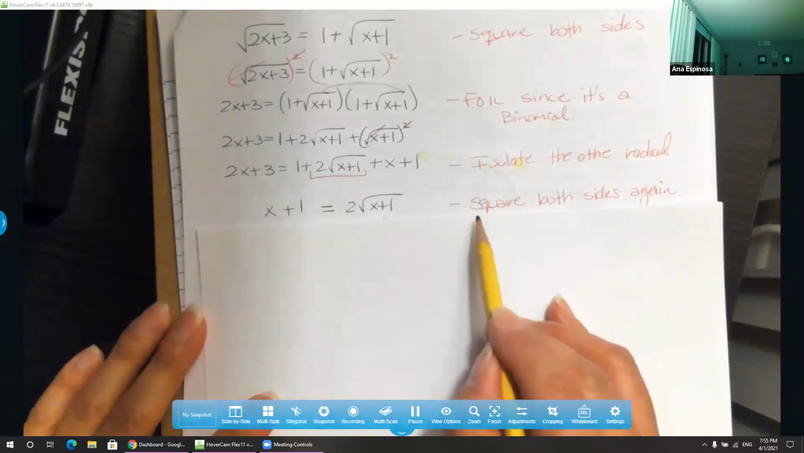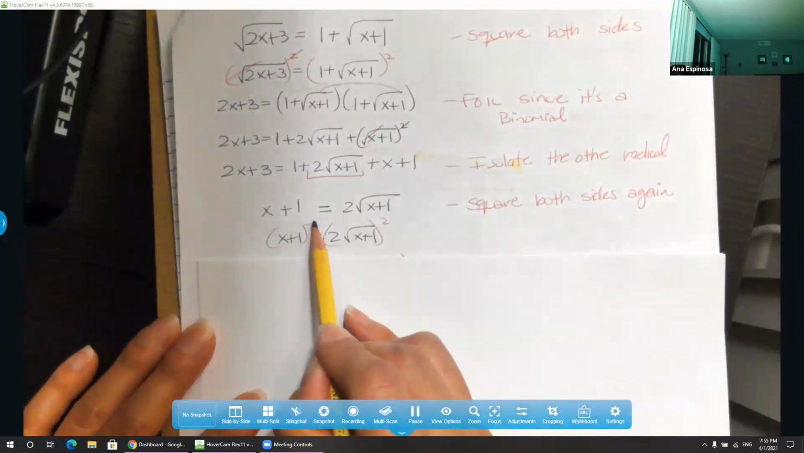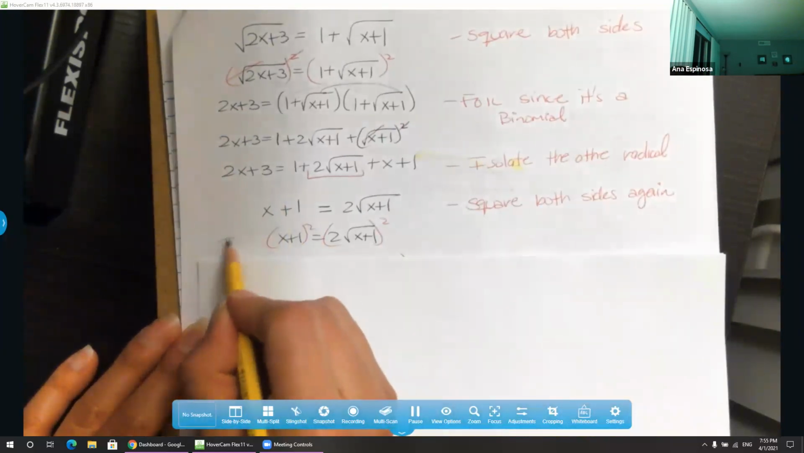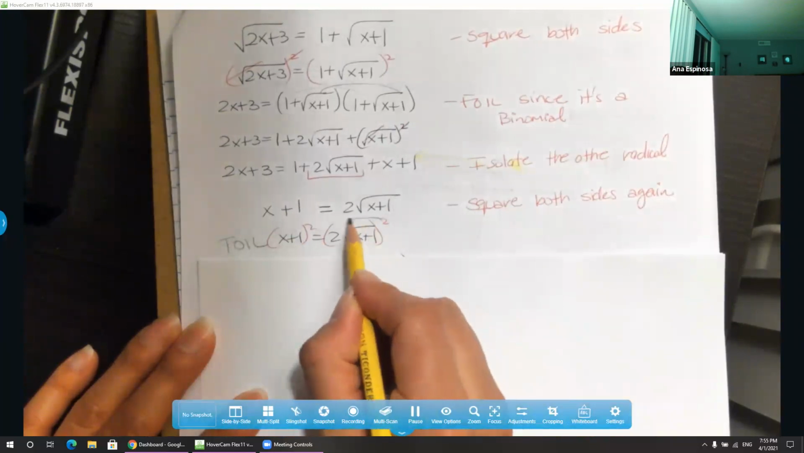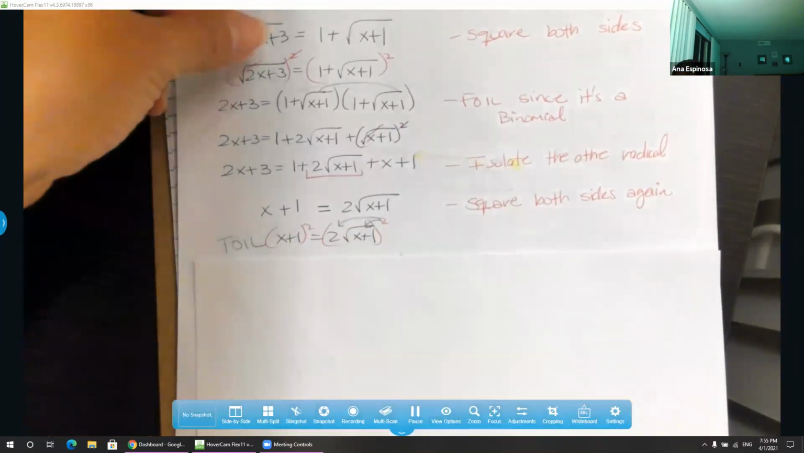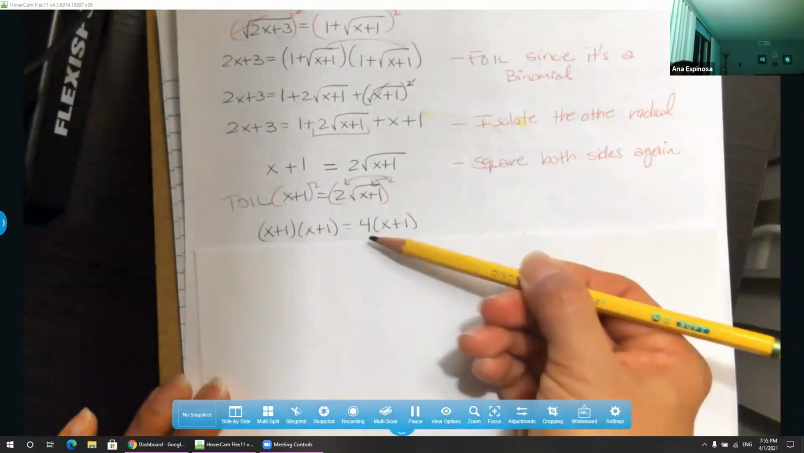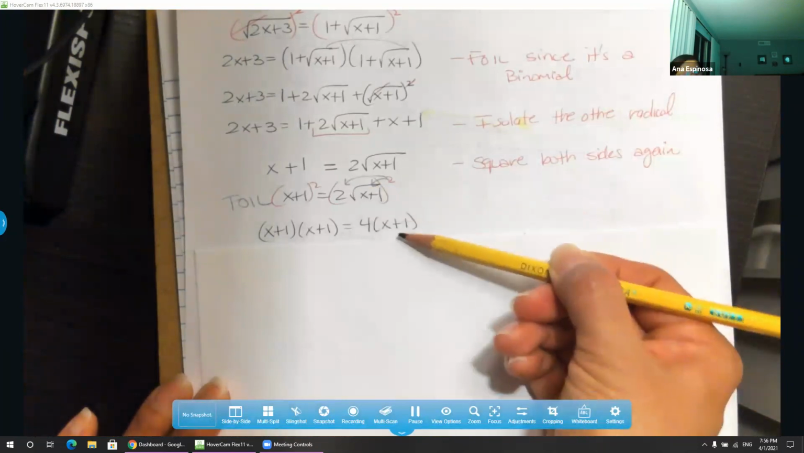So instead of doing that, I'm just going to go ahead and square. But when I square, make sure that this one you're going to have to FOIL. But don't forget to square that guy. And when you square this one, it disappears. So watch what I'm going to get. FOIL this part. I get a 4 with the radical gone.